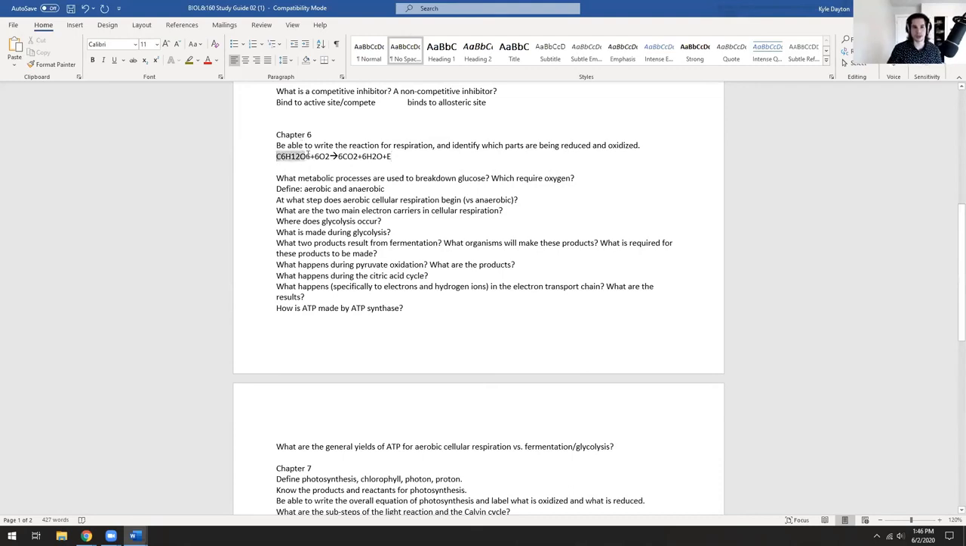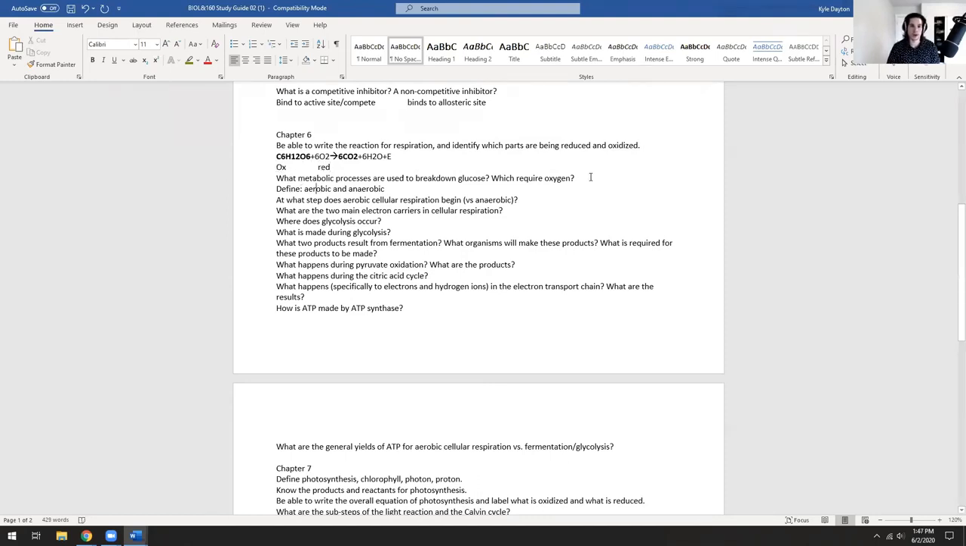And we know that the things that are oxidized are the things that move from a larger structure to a smaller structure. So you go from C6H12O6 to 6CO2. That's oxidized. What's reduced are going to be the things that gain electrons. So in this case, you have oxygens, and they gain electrons to make 6H2O. So this is oxidized, this is reduced.